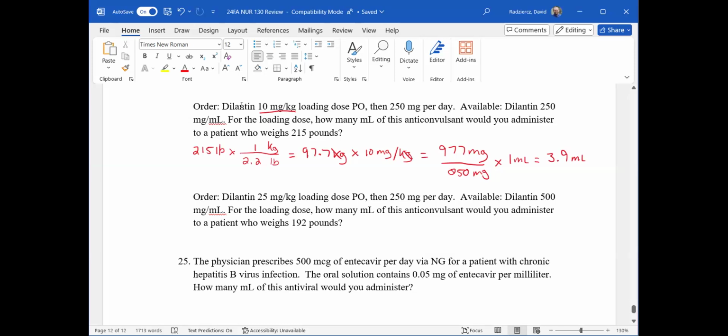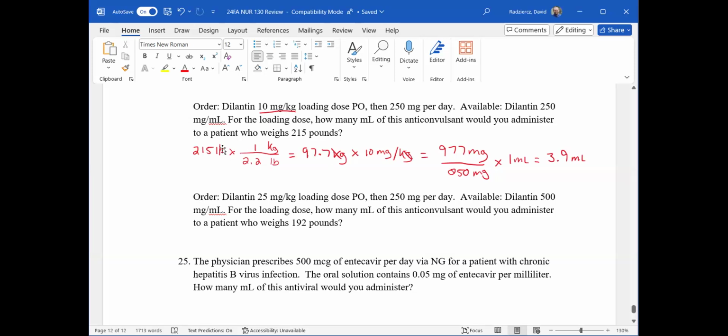When you're doing this, all this question is asking you to do is 2 steps. Step 1 is convert the patient's weight in pounds to kilograms. And then step 2, once you've done that, you multiply by the loading dose, whatever the milligrams per kilogram is. Then you solve for how many milliliters to administer. You already know how to solve for milliliters, using desired over have, ordered over available, or dimensional analysis.